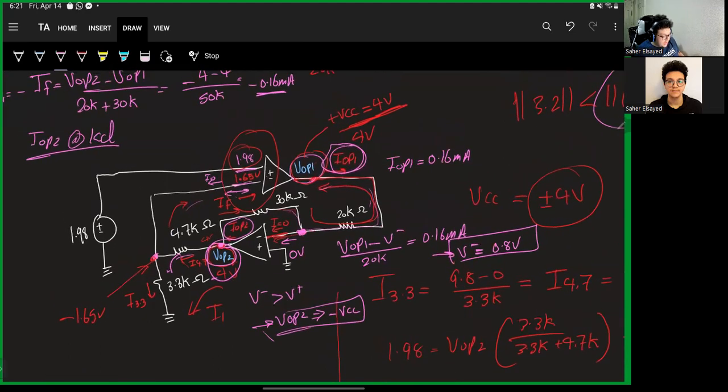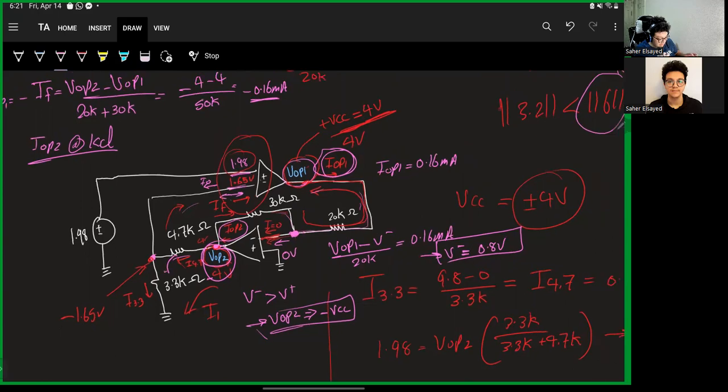So when saturation happens, you cannot assume V plus is equal to V minus anymore. V plus and V minus will predict what the output voltage is going to be. If V plus is more than V minus, VOB is plus VCC. If the opposite, output voltage is negative VCC.